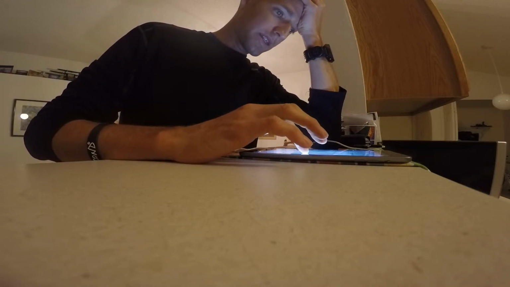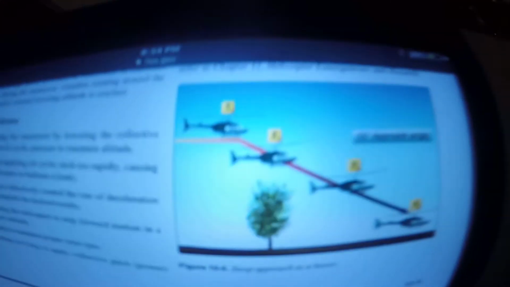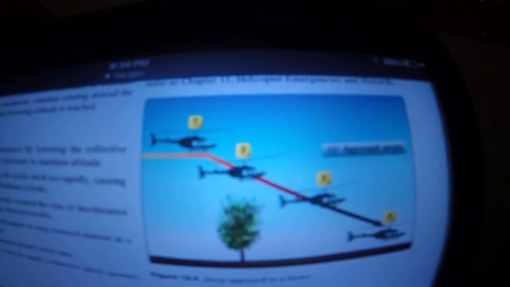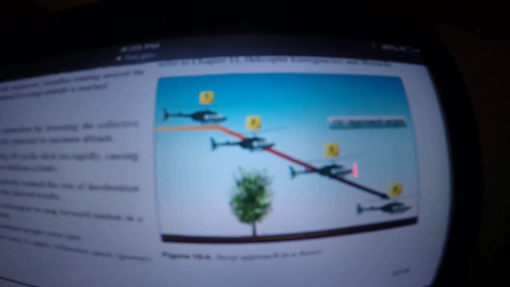All right. Technique. Let's look at the picture. Technique: on final approach, maintain track with the intended touchdown point and into the wind as much as possible at the recommended approach airspeed. Position 1.